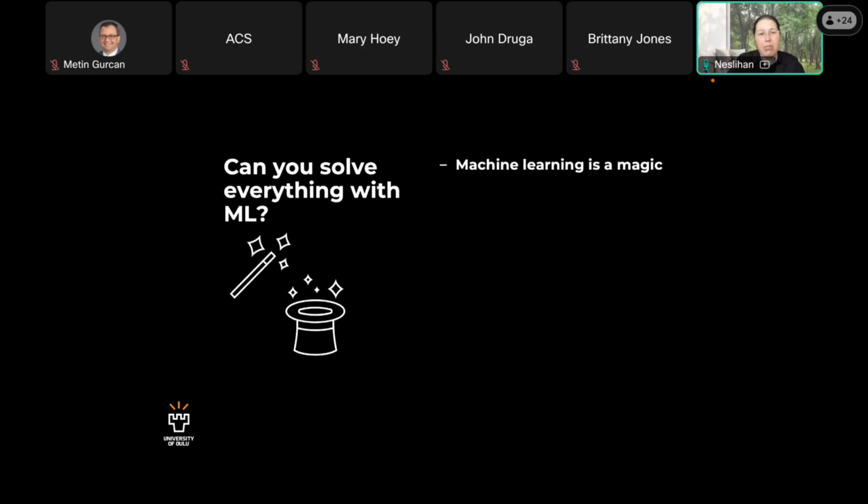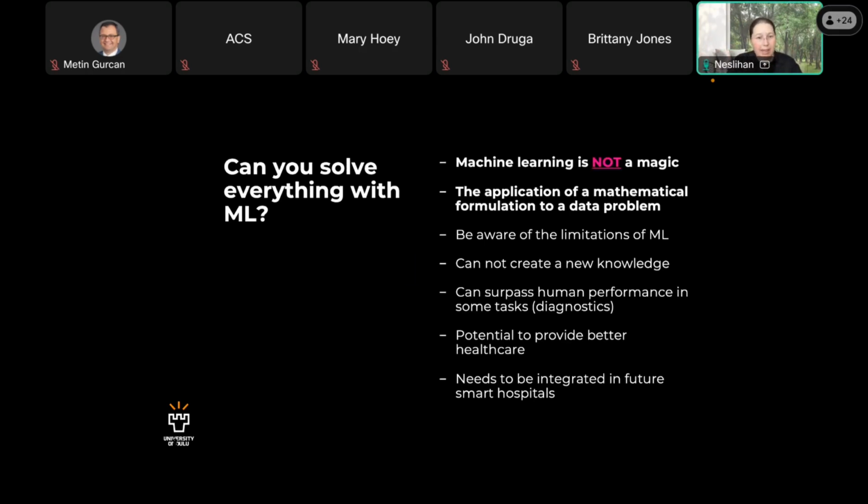Usually, newcomers to the field think that machine learning is like a magic box that can solve every problem. But unfortunately, it's not magic. It is just the application of a mathematical formulation to data. So sometimes the data doesn't teach the way you would hope, for example, the data bias that we discussed in the Russian tank problem. One important thing we need to remember is that machine learning models cannot create new knowledge. So we have to be very aware of the limitations of machine learning, especially in the healthcare domain.